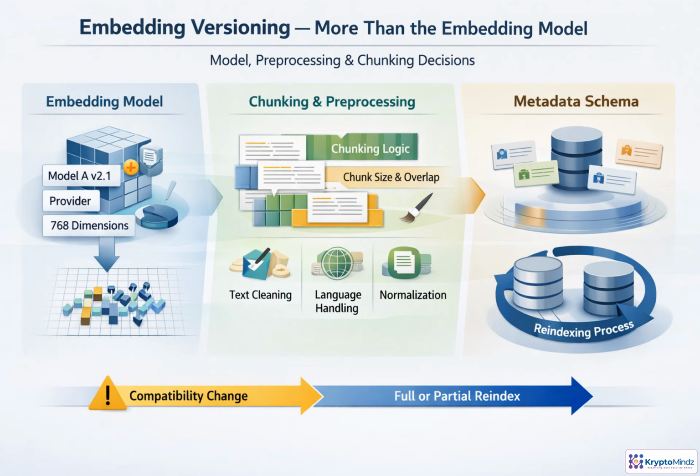An embedding is the output of an entire pipeline, not just a model call. Changing the provider, dimensions, tokenizer, or model version can make vectors incompatible. The same applies to cleaning rules, chunk size, overlap, split logic, normalization, and language handling, because those choices decide what text gets embedded. Metadata needs versioning too, since filters, permissions, and ranking depend on consistent fields. Any meaningful change is a compatibility event, so plan for partial or full reindexing instead of silently mixing incompatible vectors.